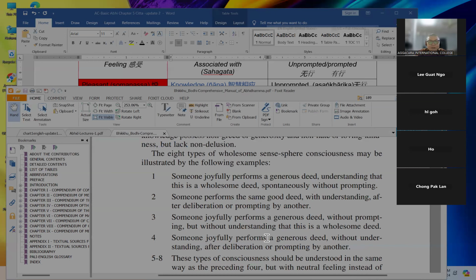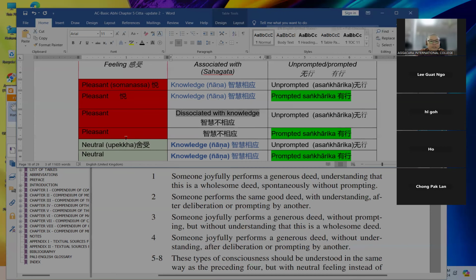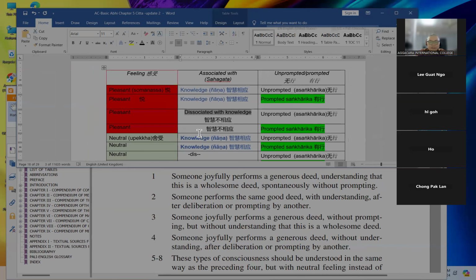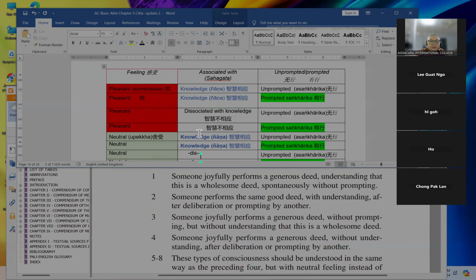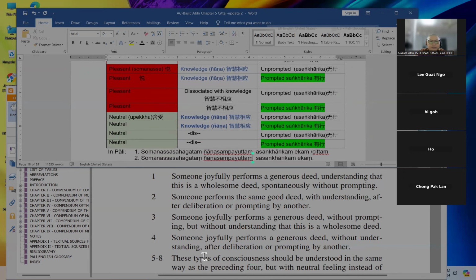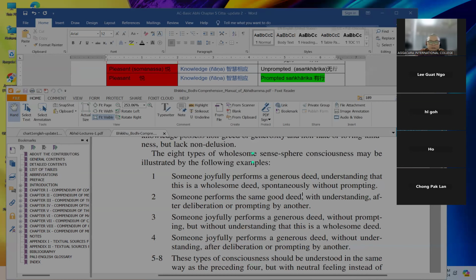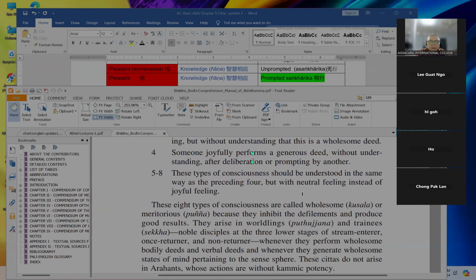Someone joyfully performs a good deed without understanding, after deliberation or prompting by another. Okay. So the 5 to 8 have, instead of a joyful feeling, a neutral feeling. So you can do good deeds, but with a neutral feeling. Neutral feeling with knowledge, without knowledge, prompted, unprompted, prompted, unprompted. Okay. So I hope this example is very clear.